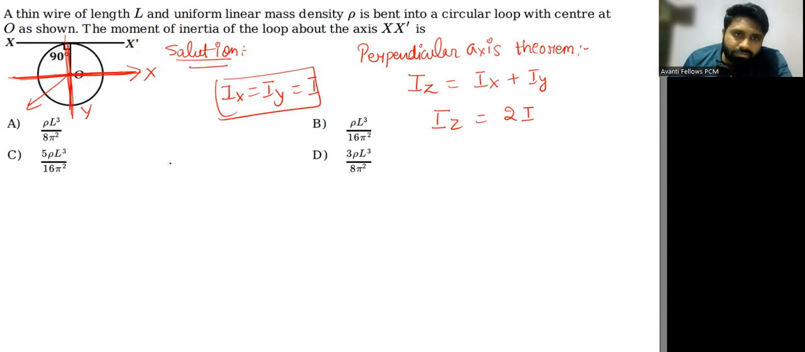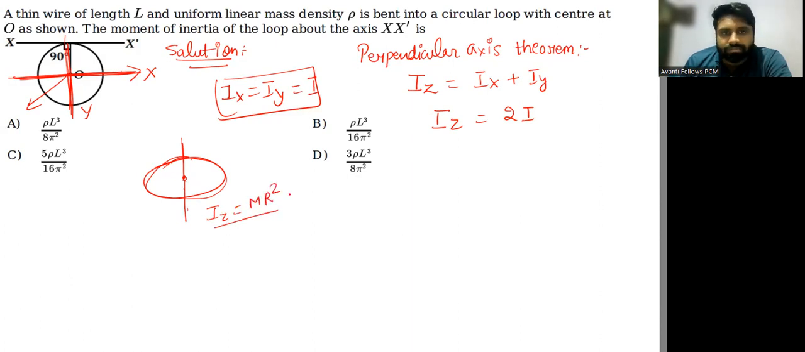Now Iz, we know, is the moment of inertia about this thin wire, which is in the shape of a ring, rotated about this axis passing through its center. So the moment of inertia in this case will be mr square. So we put this value: mr square is equal to 2 times I. I here will become mr square by 2, equation number 1.